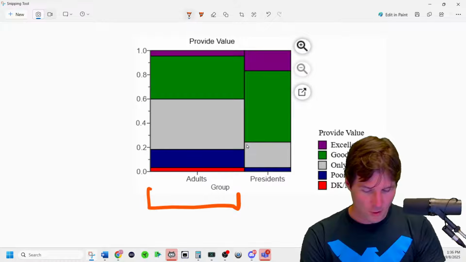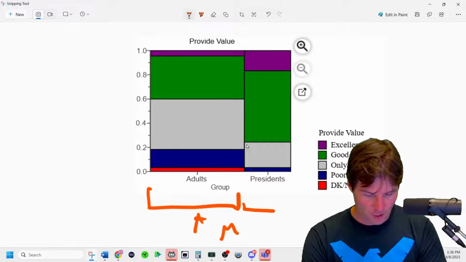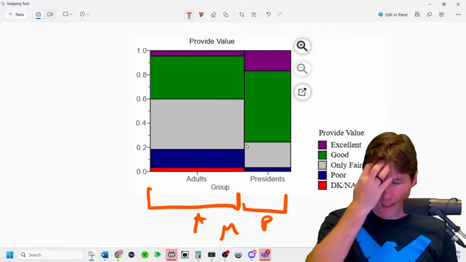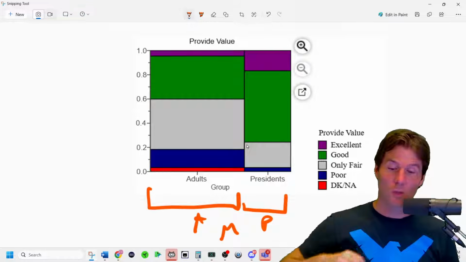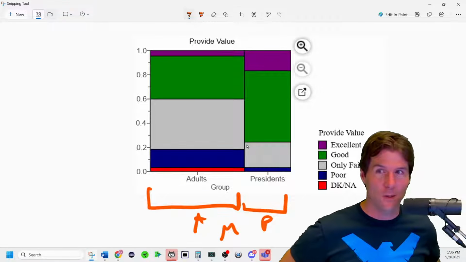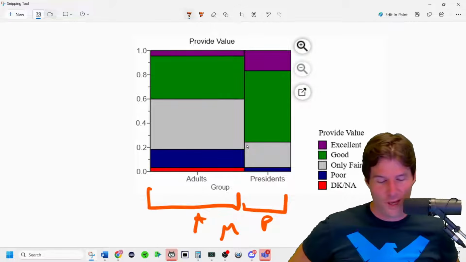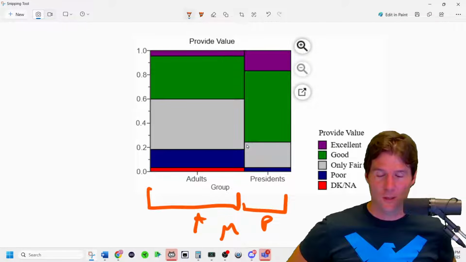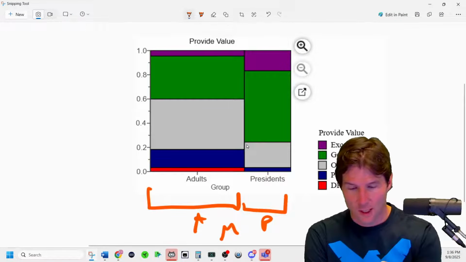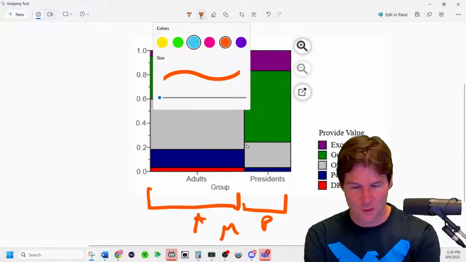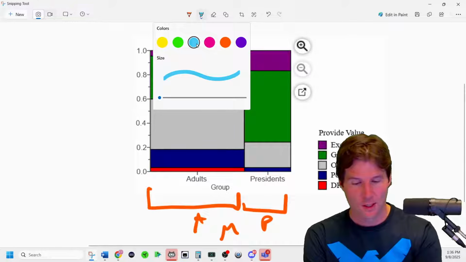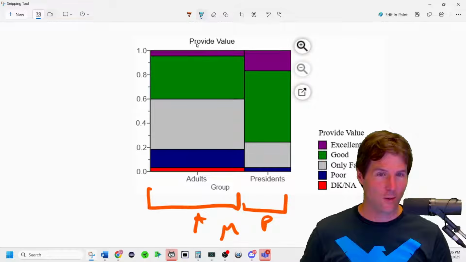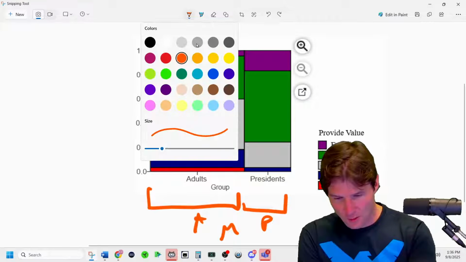So this is the marginal distribution showing us the amount of adults and the marginal distribution showing us the amount of presidents. It's about a 2-to-1 ratio, like 2,000, 1,000. I think they tell you the numbers. And it's clear that the vast majority of presidents think it's a what value? Within the presidents, they think it's either good or excellent. Great job right there, MK.